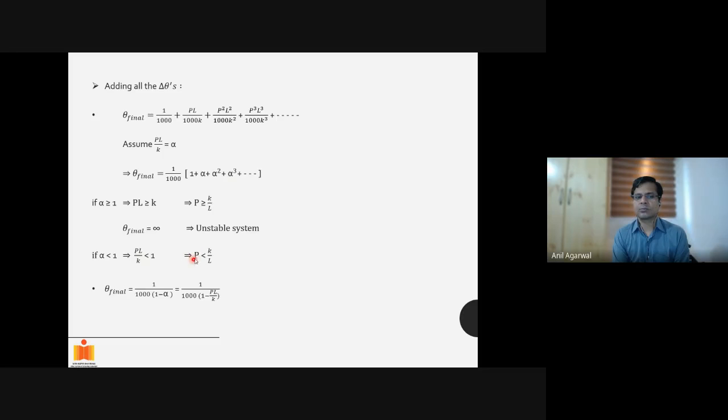So as long as your P is less than K by L, you will have a theta value, which will be the final theta. That means there won't be any further deformation. But if P exceeds that K by L value, then you will have an unstable system. That means your theta will be infinity. As long as your alpha becomes greater than 1, this part will be infinity. So theta will be infinity. Got it?